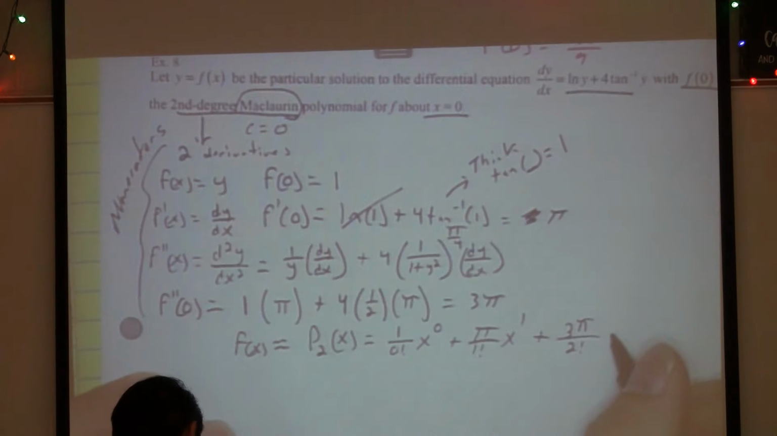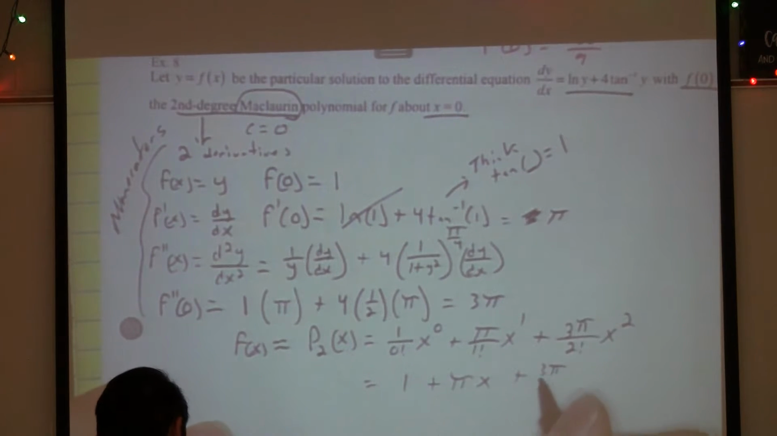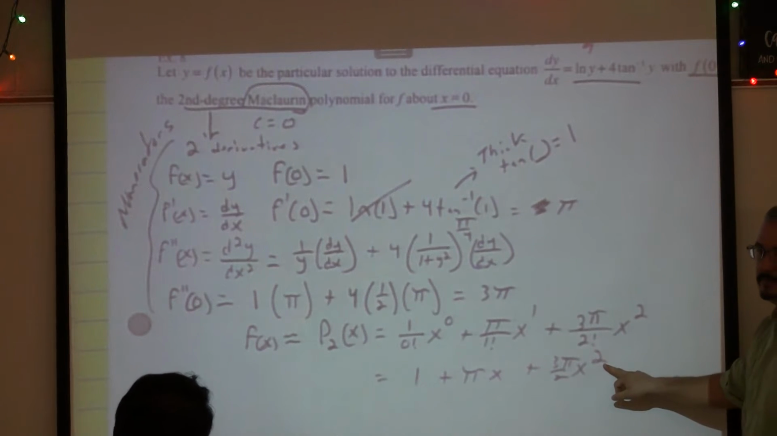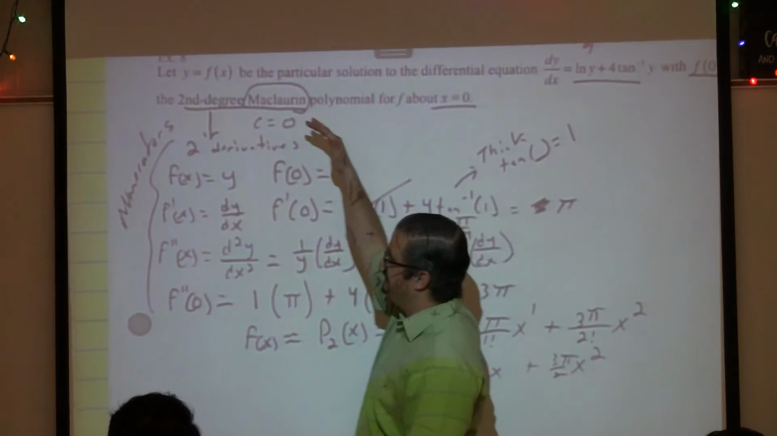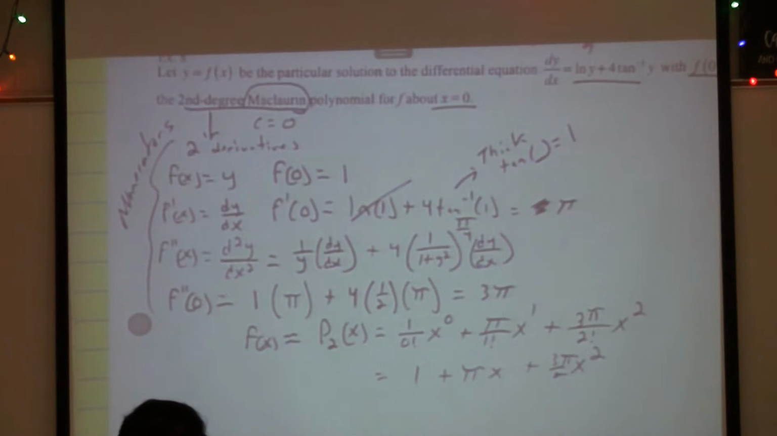Over 2 factorial times x to the second. And that just basically becomes 1 plus pi x, right? Plus 3 pi over 2 x. Degree 2 Taylor polynomial. Okay? We needed how many derivatives? 2, okay? Good?